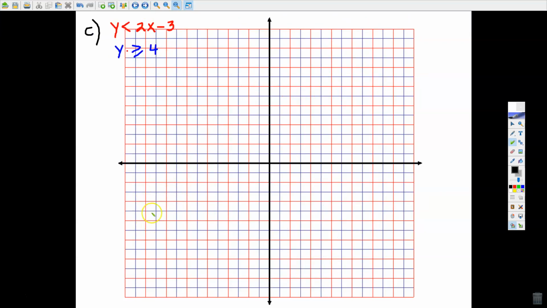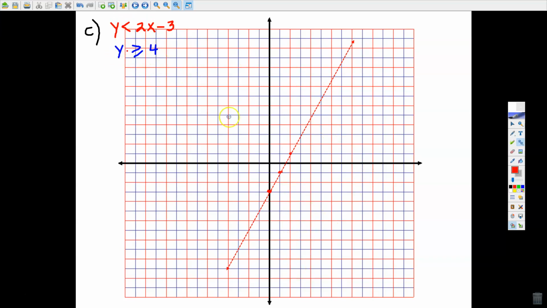Okay, let's try this one. I'm going to do the red boundary line. It's already in slope-intercept form, so it starts at -3. And I have a slope of +2, up 2, right 1. It's going to be a dotted boundary line, so I need to change. And there's the boundary line for the red inequality. And in just a minute when I start to shade, I'll be shading below. Less than means below the line.